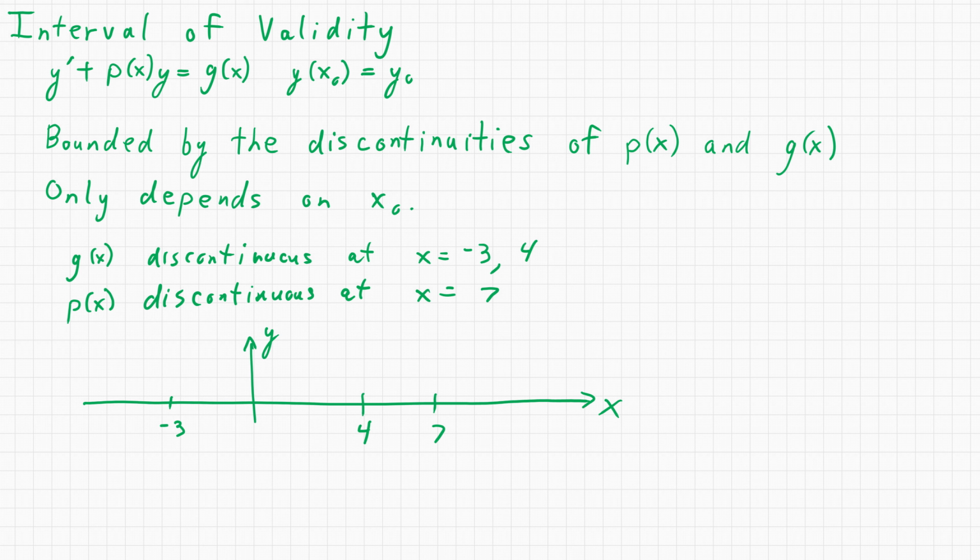So if x naught is in here, then the interval of validity is going to be from 7 up to positive infinity. If x naught is between 4 and 7, then the interval of validity is 4 to 7, and the parentheses are not including 4 and 7. If x naught is in here, then the interval of validity is negative 3 to 4. And if x naught is in here, then the interval of validity is negative infinity to negative 3.